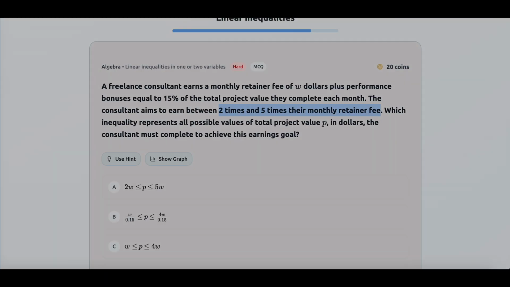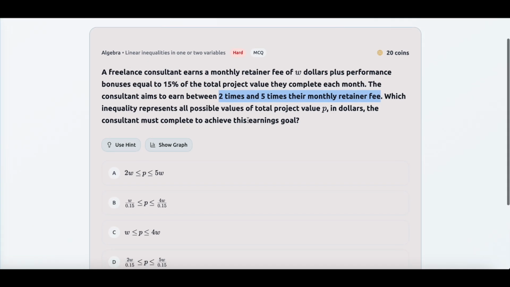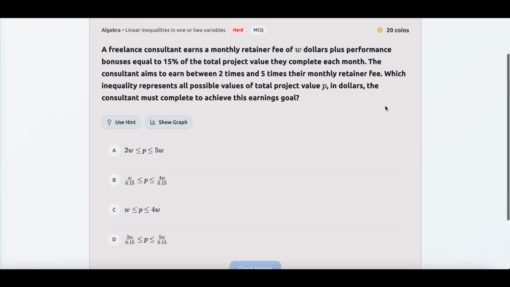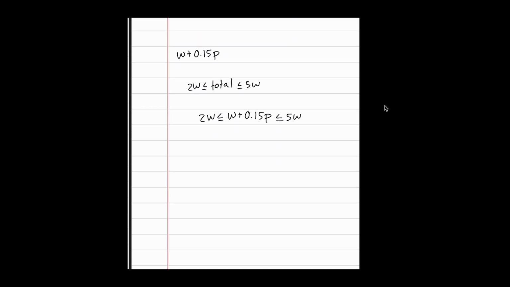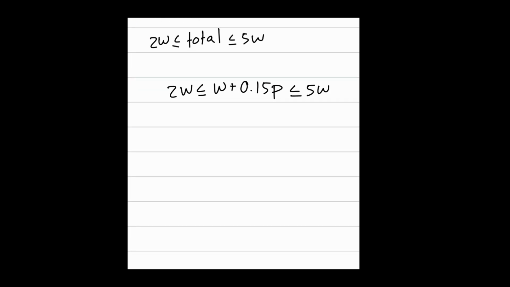Okay, now if we go back to the question, what were they asking us? They were asking which inequality represents all possible values of the total project value P in dollars a consultant must complete in order to achieve this earnings goal. So in other words, what is the range of possible values that the project can be worth in order for them to actually get this much money, right? So we're solving this inequality for P. Let's think about how we can do that. Well, we've set up this inequality, right? Now we want to solve it for P.